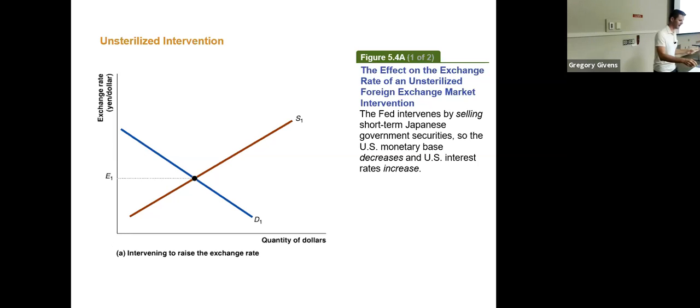In going through these exercises, I want you guys to think about kind of 4 effects. How does the central bank intervention affect its holdings of international reserves, first off? Then how does it affect the monetary base domestically? As a result of that, how does it affect interest rates domestically versus abroad? And then how does that carry over into the exchange rate? So let's go through this one step at a time. The Fed sells short-term Japanese government securities. What is going to happen then to the Fed's holdings of international reserves? They're going to decline. Perfect.